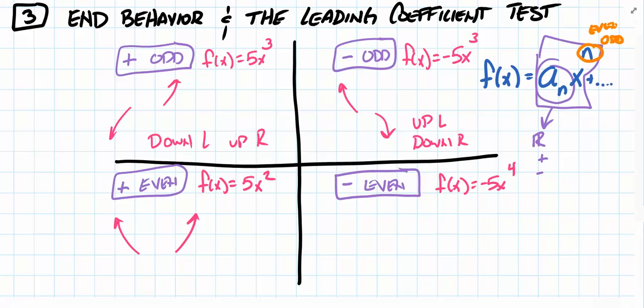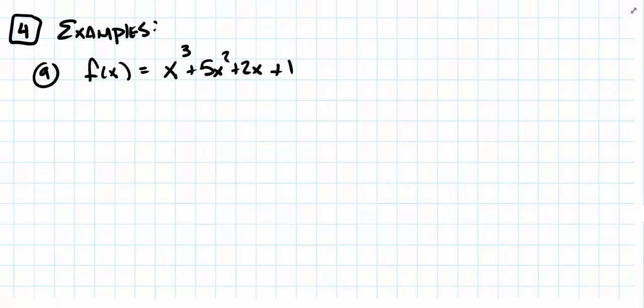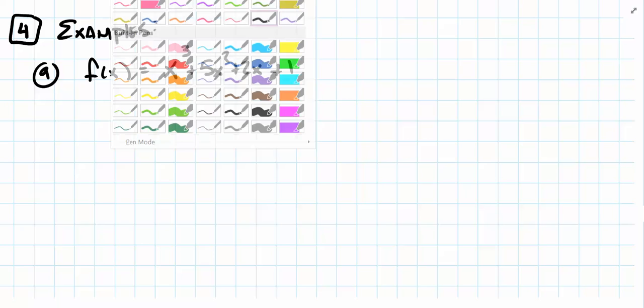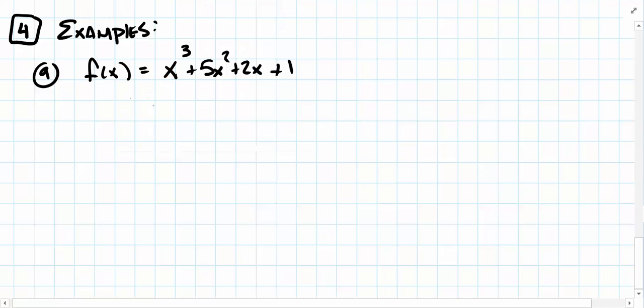Okay, so if I give you this one as an example, x to the third plus 5x squared plus 2x plus 1, and I'm interested in knowing its end behavior. Well, taking a look, I could see that this is going to be positive and odd, right? It's positive because the leading coefficient is a 1, and odd because I have a 3. So positive and odd is going to be doing what? Down on the left, up on the right, okay?